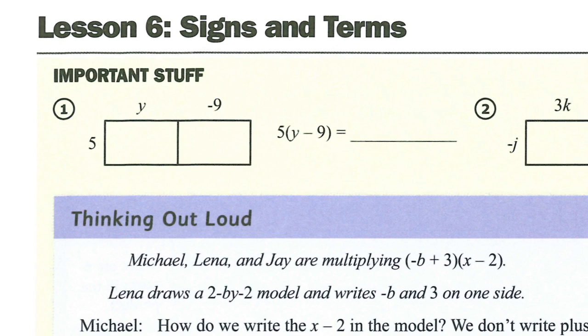First thing in number 1 here, y times 5 would be 5y. We usually put that number first. And then 5 times negative 9 would be negative 45. So if I write out my final answer over here, I would have 5y minus 45. So the signs are going to come in here where we need to keep track of positives and negatives. Remember that a negative times a positive is going to be a negative.